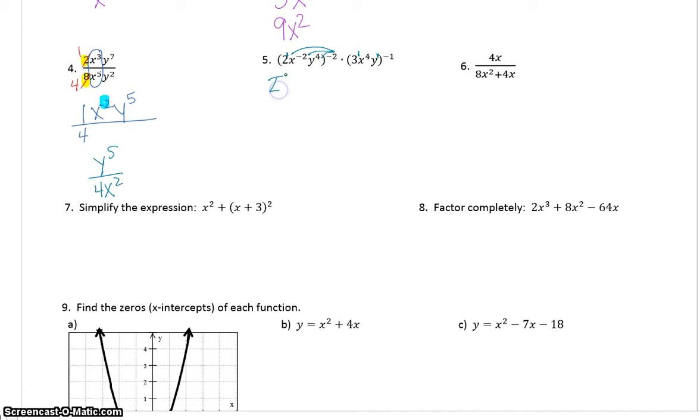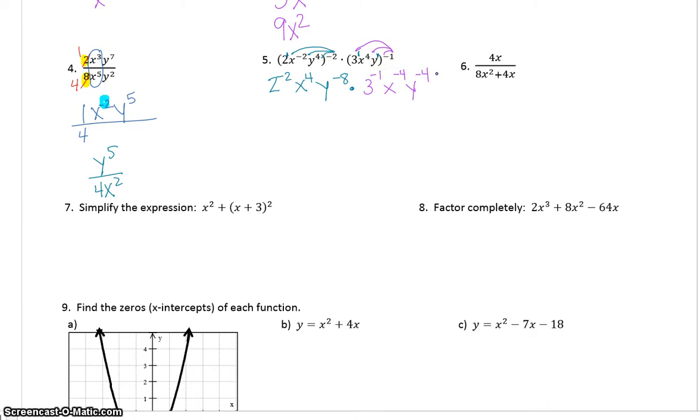So I get 2 to the negative 2, x to the positive 4, because a negative times a negative is a positive, and y to the negative 8 times, I'm going to distribute in or raise each thing to the power of negative 1 here. So 3 to the negative 1, x to the negative 4, y to the negative 4.